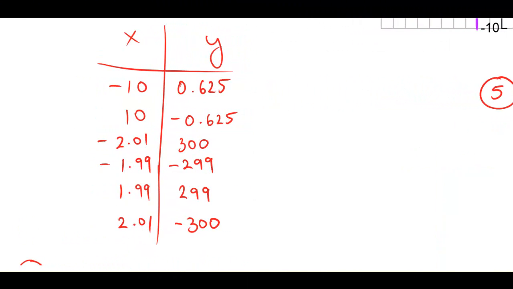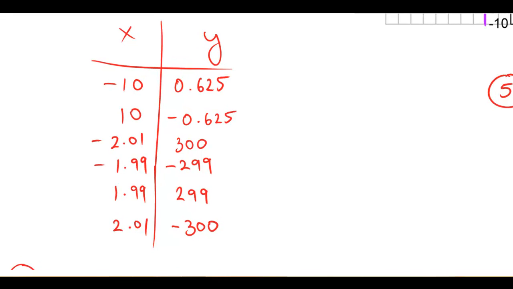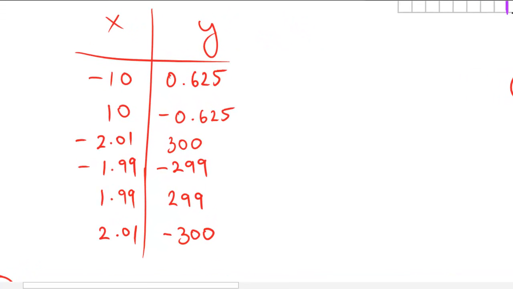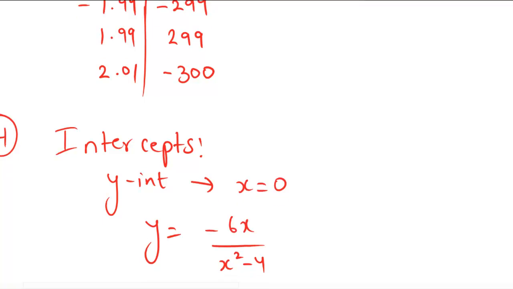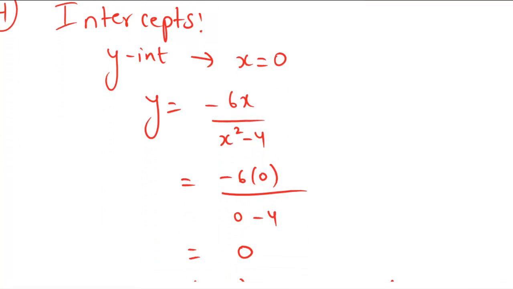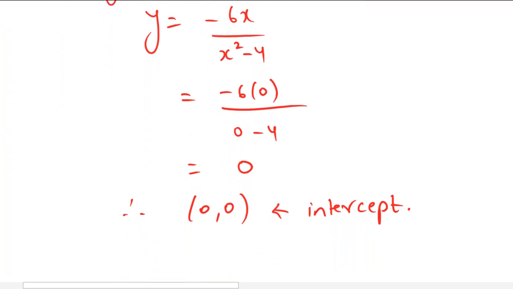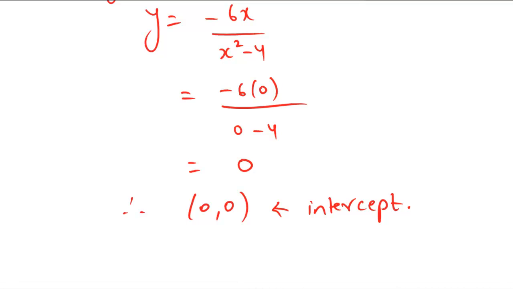So this is the table of values that I came up with. Those are the values that you get once you plug it into your calculator. I also worked out the x and the y intercept. Well, the y-intercept is going to happen when x is 0, so you plug in x equals 0 into the equation, and what you end up getting is actually one single intercept at 0, 0. So it's the same x-intercept as it is the y-intercept.